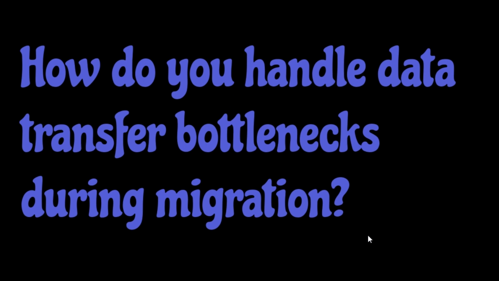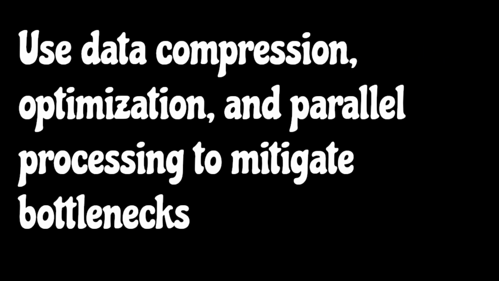Question number 13: how do you handle data transfer bottlenecks during migration? Use data compression. You can compress the data to save space. Data optimization: you can optimize the data. And parallel processing to mitigate the bottlenecks. You can run parallel processing to make it faster, right? You have a huge amount of data and you can move that data faster.